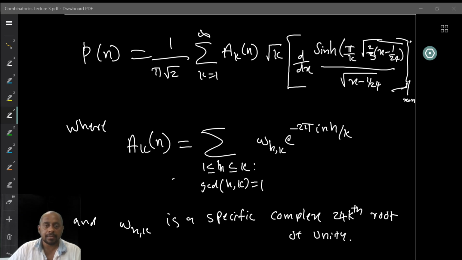So this is the formula given by Hardy, Rademacher, and Ramanujan, and it finds P of n exactly, which is itself very surprising, and as you can see, it is not very easy to calculate. There are some approximations from the expansion of this formula, but that is not something that we are going to look at.